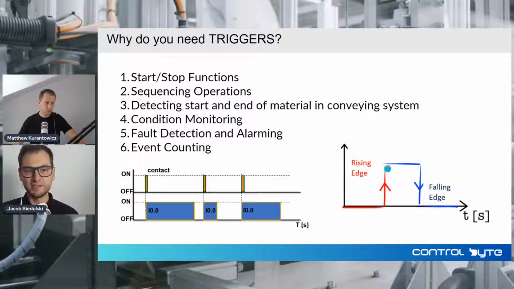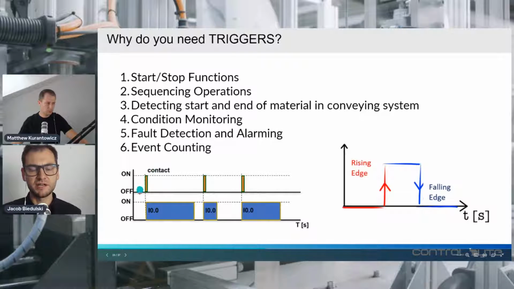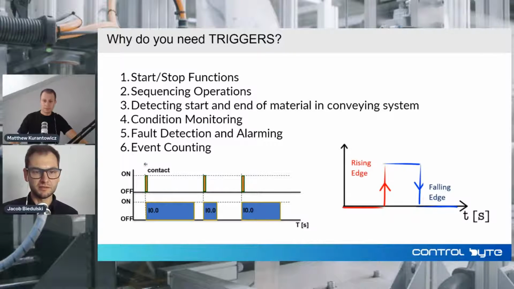And this transition should be detected only for one PLC cycle. As you can see on the diagram on the left, we have little needles on the upper diagram, and those are positive triggers of the signal from the lower diagram.